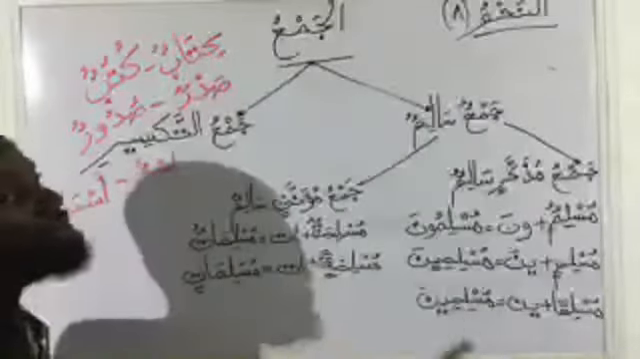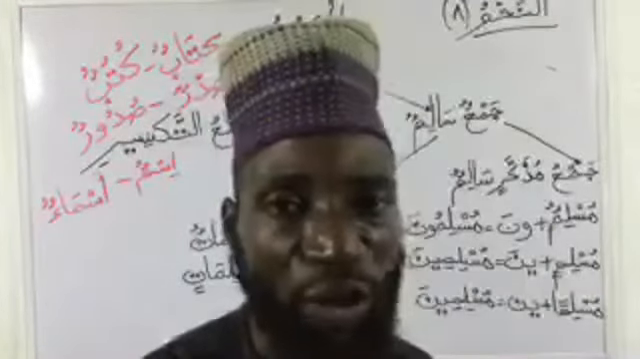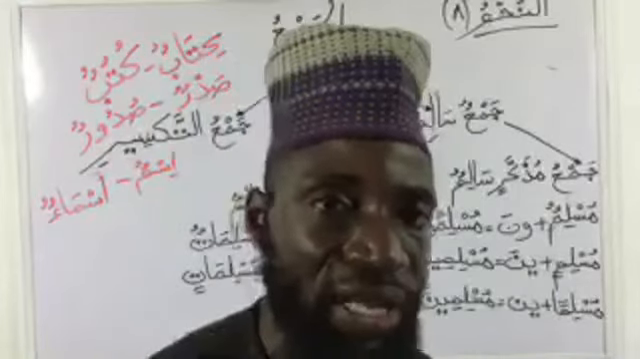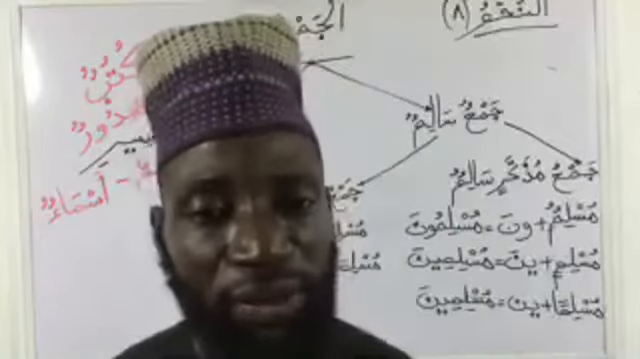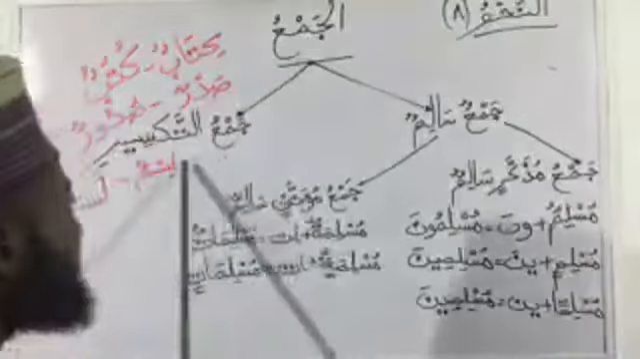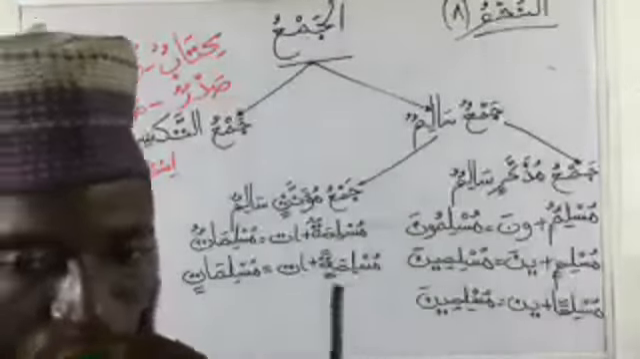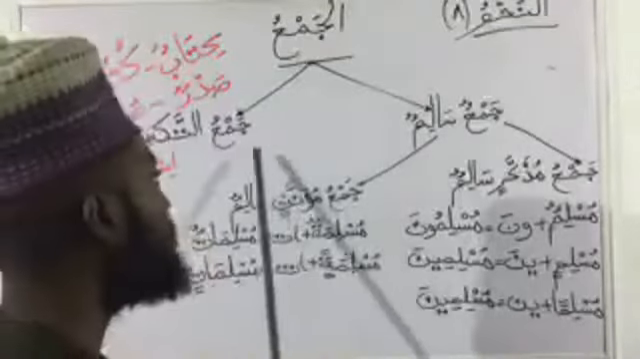Now, we want to look at jam' salim. This is what we emphasize most. Jam' salim, or you can say al-jam' as-salim. Jam' salim is further divided into two. But before we look at the division, what is jam' salim? Jam' salim is the plural where, when you form it, you are not altering the structure of the noun you want to form your plural from. The structure still remains. You are just adding some suffixes to it. That is why it's called a sound plural, because the structure remains. However, conversely, in jam' taksir you alter the structure, by adding something in the middle, or with a suffix or a prefix. That's why it is different from jam' salim.